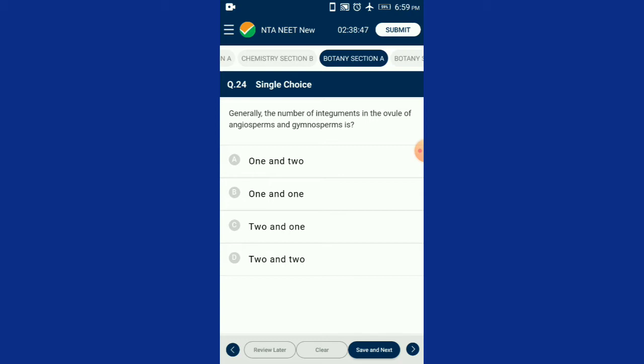So the answer is option C, 2 and 1. In angiosperms, two integuments, and in gymnosperms, one integument.